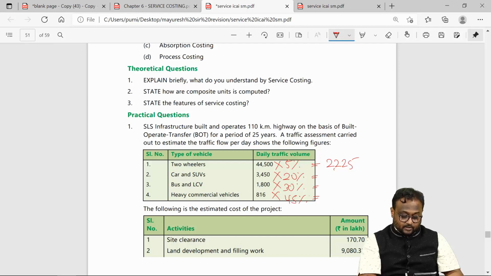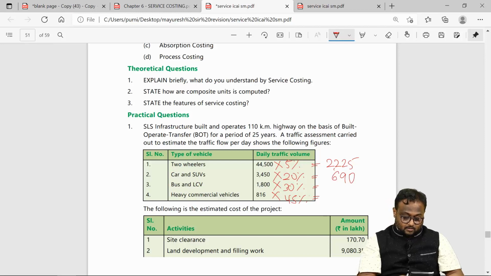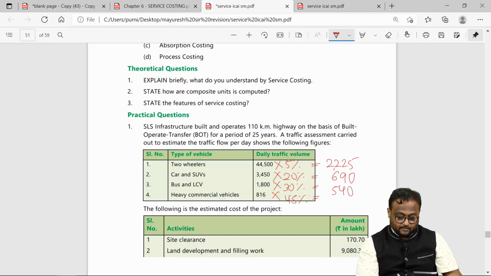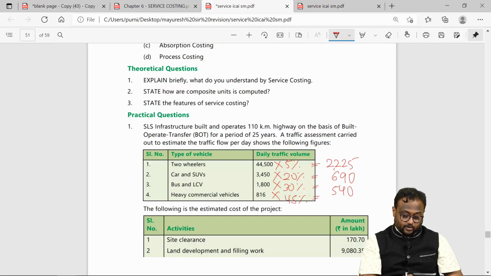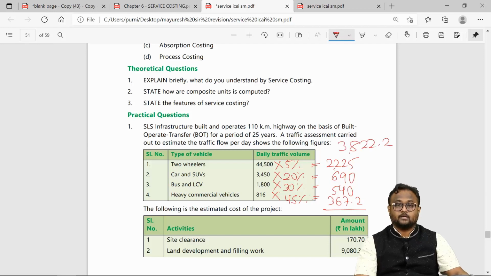3450 cars into 20% weightage, 690. 1800 into 30%, that comes to 540. And 816 heavy vehicles into 45% weight, 367.2. The total of this is 3822.2 vehicles per day. This is the weighted average number of vehicles.